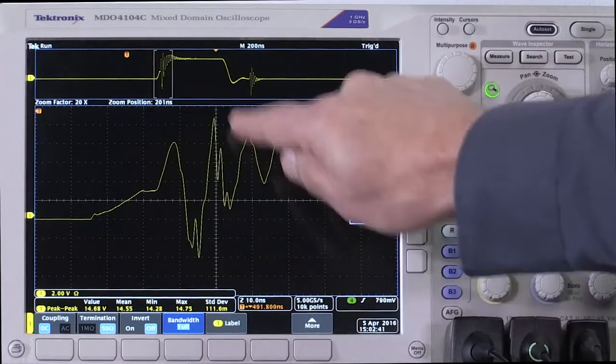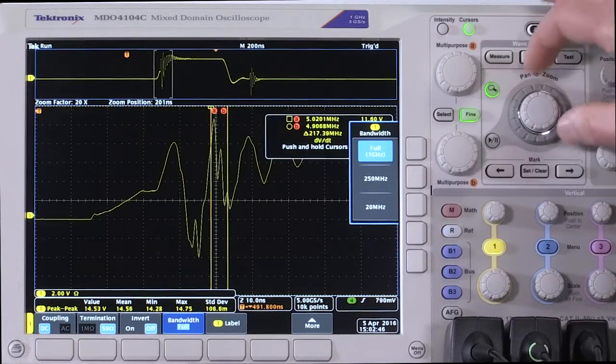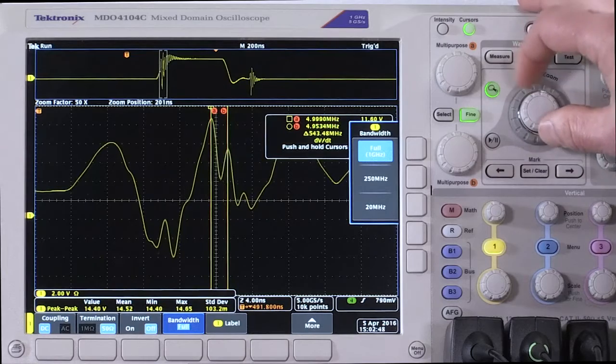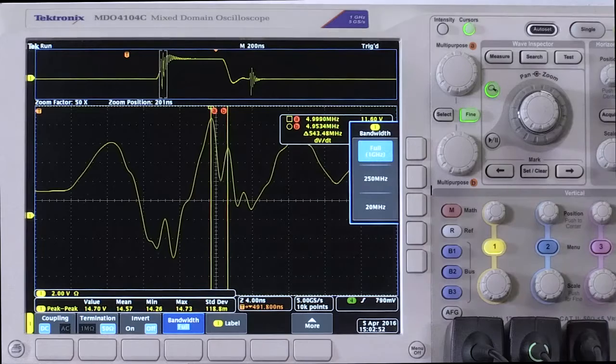Let's go measure what this ring is. Now we have the ability to accurately measure that signal. So right here, the cursor between those rings is about 543 megahertz.